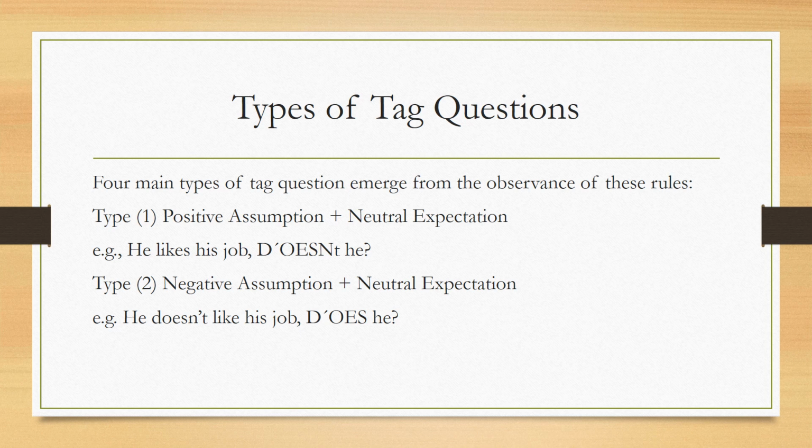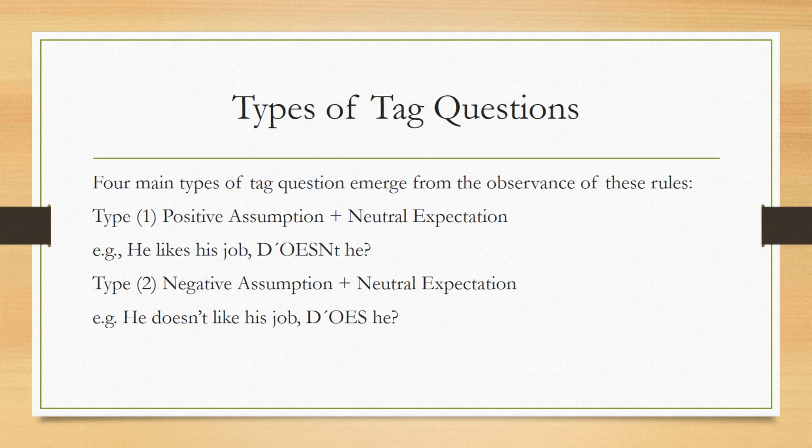Type 2, negative assumption, which means that your statement is going to be negative, plus neutral expectation. Neutral expectation again means that it can also be answered by either yes or no. The speaker is not expecting a specific answer. What is the structure of this question? It is going to be positive. Why is it positive? Because the statement is negative.